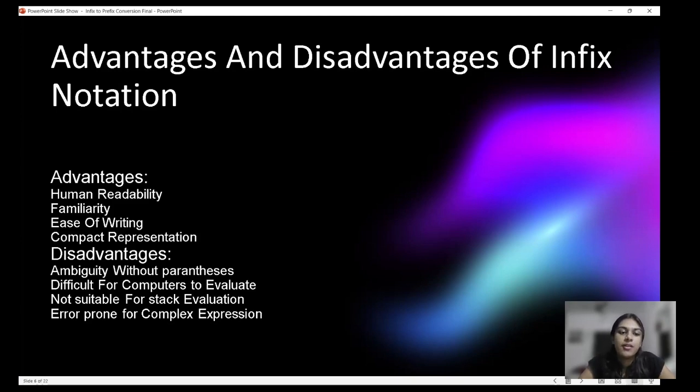Disadvantages: ambiguity without parentheses, and it is difficult for computers to evaluate. It is not suitable for stack evaluation. It is error prone for complex expressions.